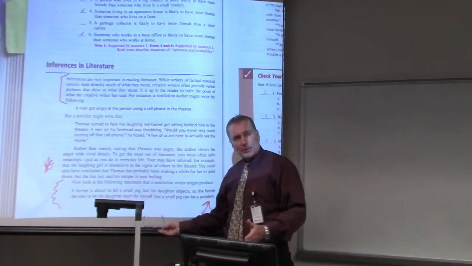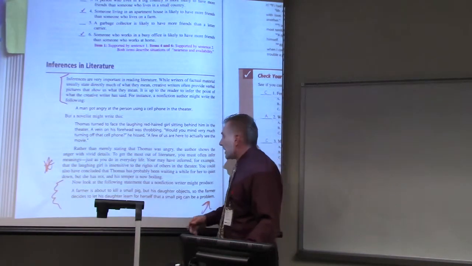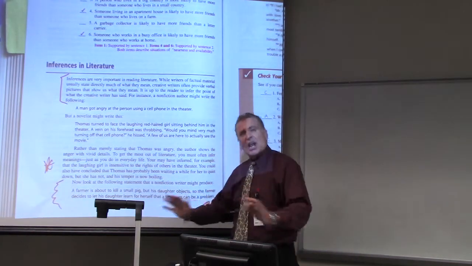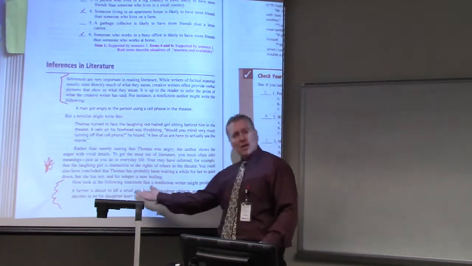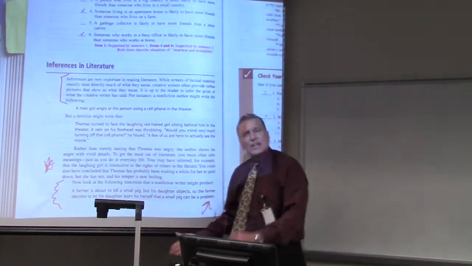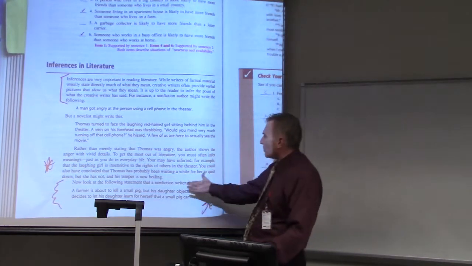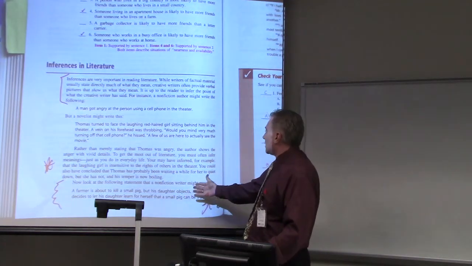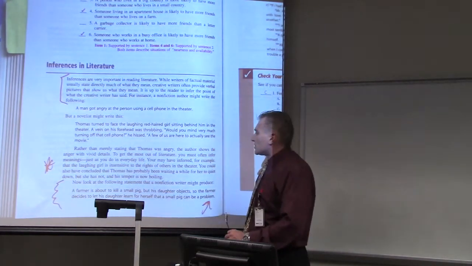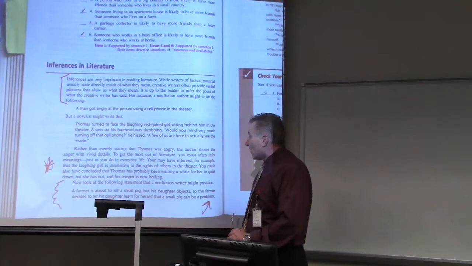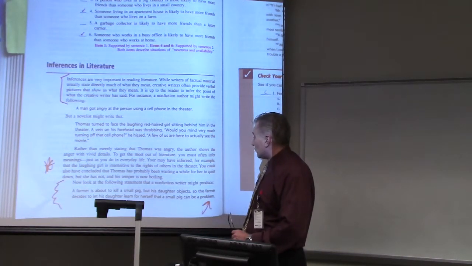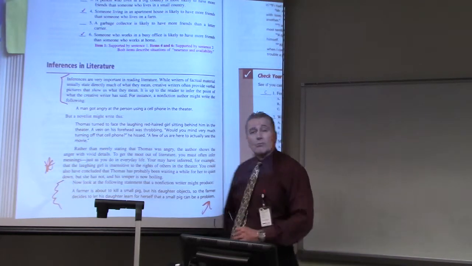This is from a very popular children's story here in the United States. Okay, so first, how would a scientist or a non-creative writer make their statement? It would be like this. This is at the bottom of page 282, if you want to turn to that page in your book. Okay, so here at the bottom, a nonfiction writer writes this. A farmer is about to kill a small pig, but his daughter objects. So the farmer decides to let his daughter learn for herself that a small pig can be a problem.